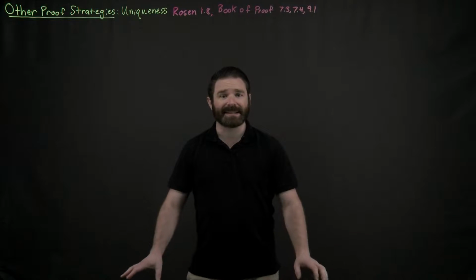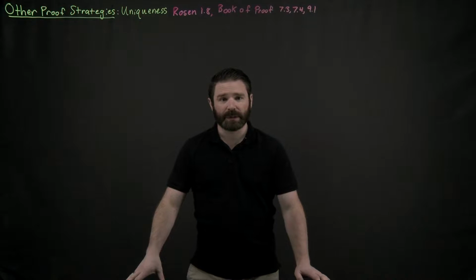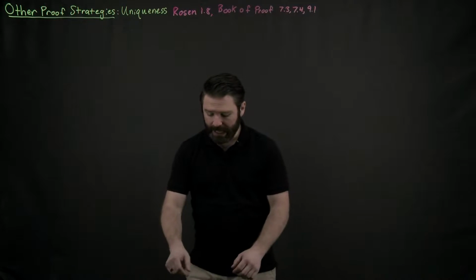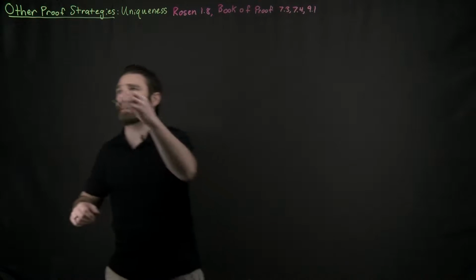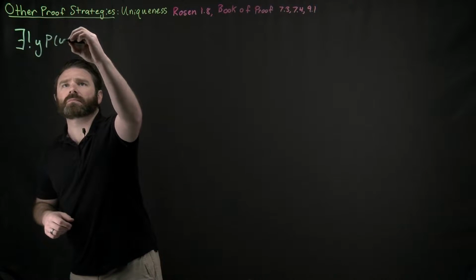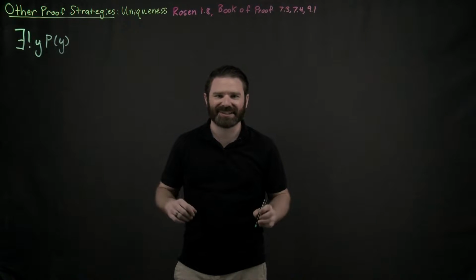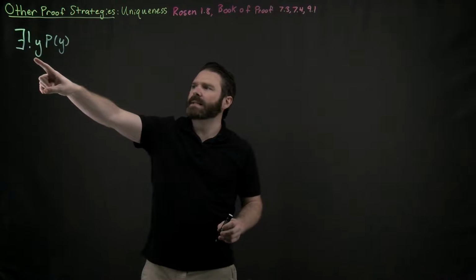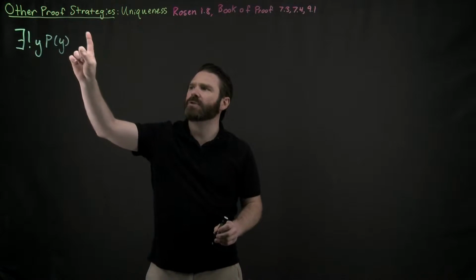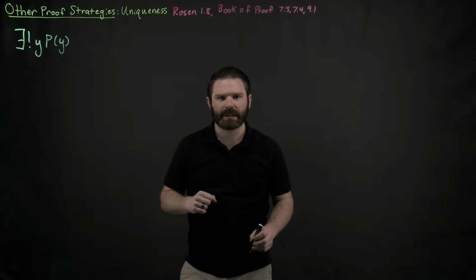So we've talked about existence proofs, but there's also uniqueness proofs. You might recall that we had a symbol that looked like the following. And here I'm using y instead of x, and you'll see why in just a second. So here, this is, there exists a unique y such that my statement P of y is true.